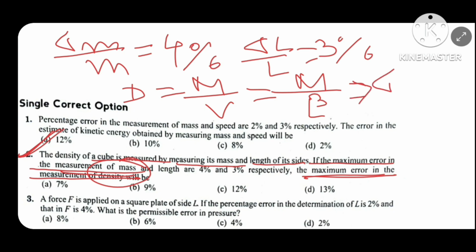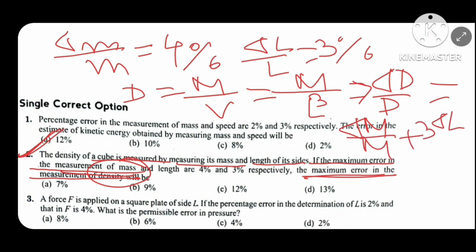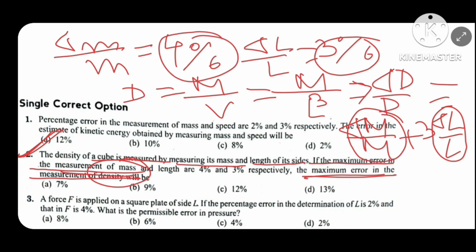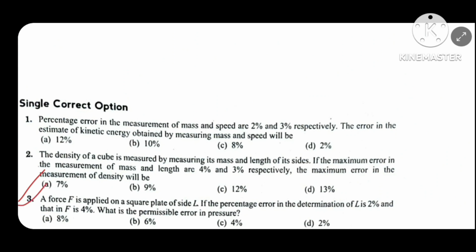Therefore from this, delta D by D equals delta m by m plus 3 into delta L by L. Now delta L by L is 3%, delta m by m is 4%. Therefore 4% plus 3 into 3%, therefore this is 13%. Okay, understood? Now D is the correct option. Okay, now next. Now question number 3.